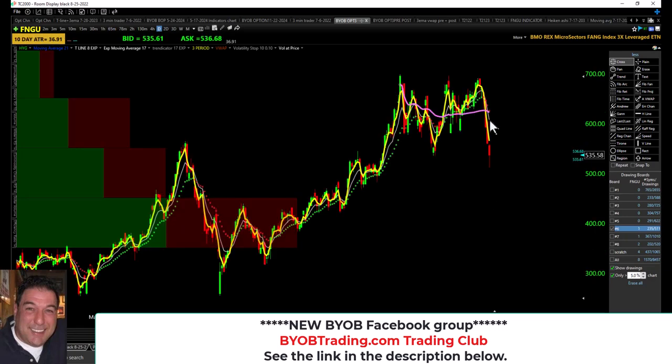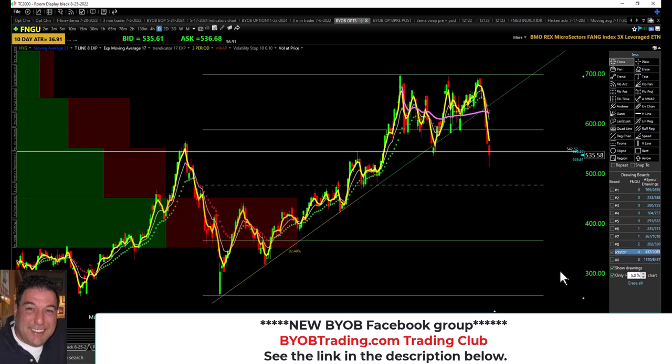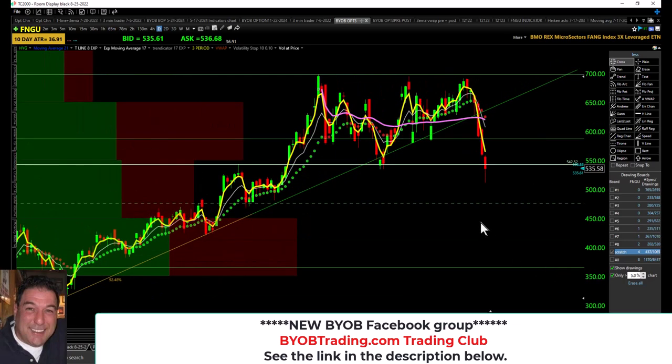Okay, FNGU in a downtrend. Notice they took out this low. All right? But let's look at it on the scratch. You can see FNGU losing right here the upper third status. Just neutral. Again, moving up and giving it up. All right? Moving up and giving it up is just neutral.